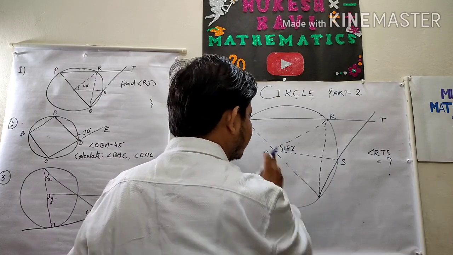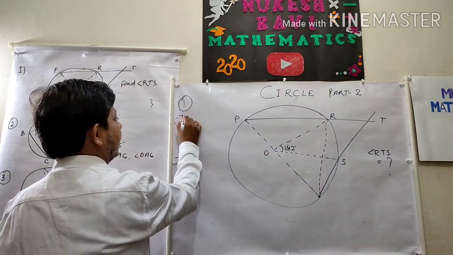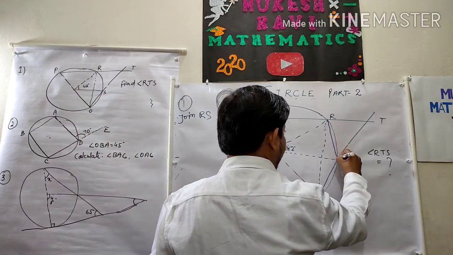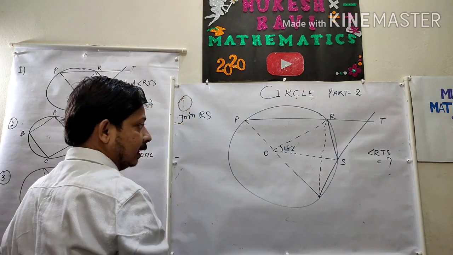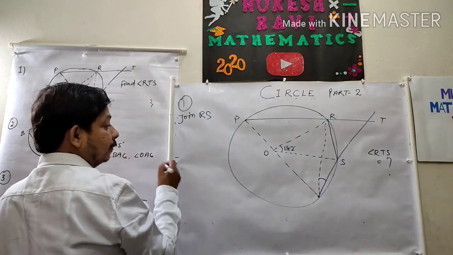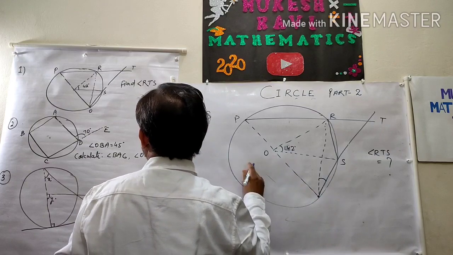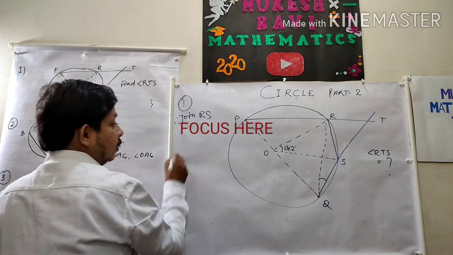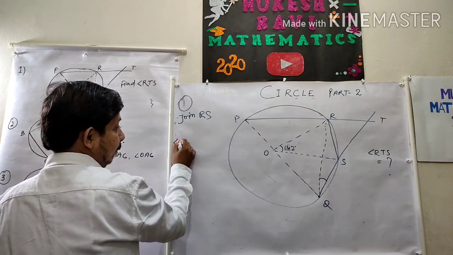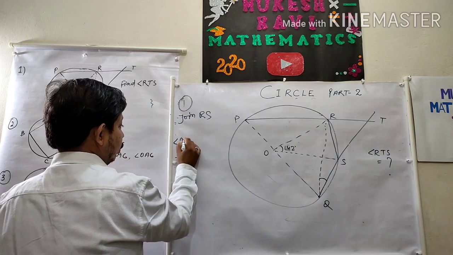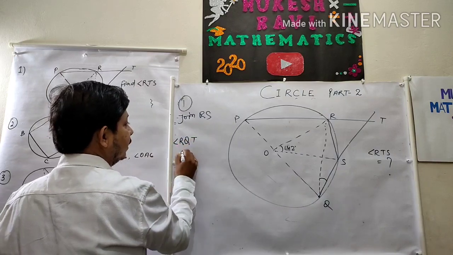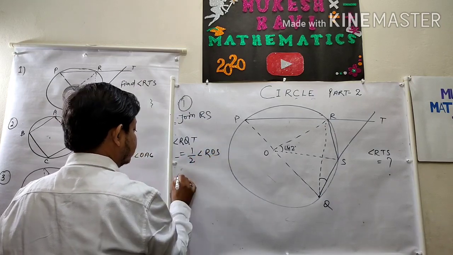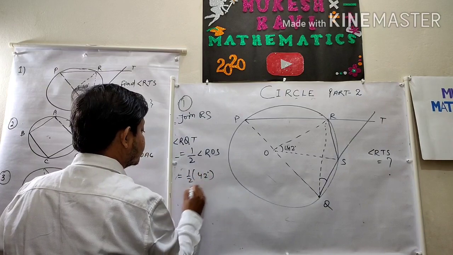Very simple. If this is 42 degree, join RS. If RS subtends 42 degree at the center, RS subtends half of that at the circumference. So we can say, suppose this point is Q, any name we can give. Now angle RQT is equal to half of angle ROS. Half of angle 42, this is 21.